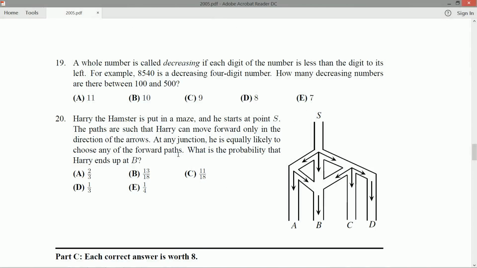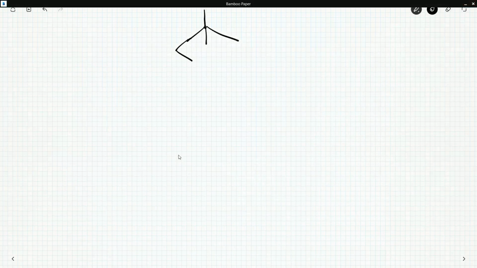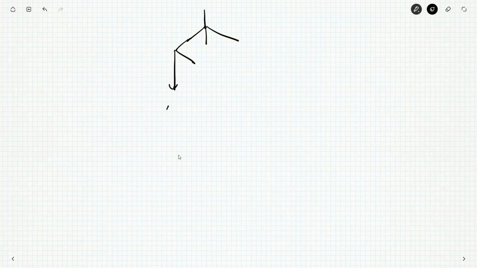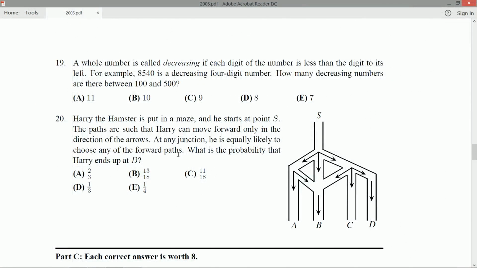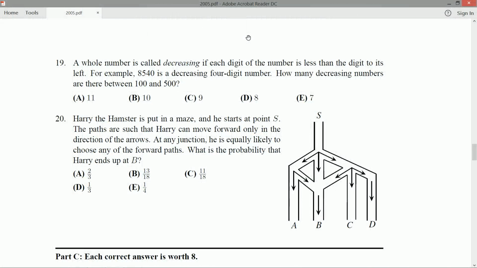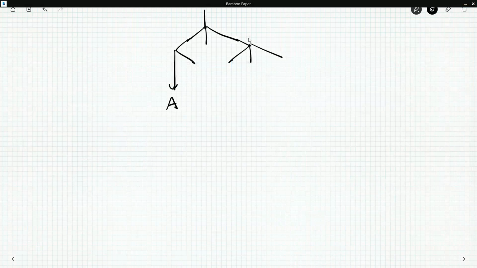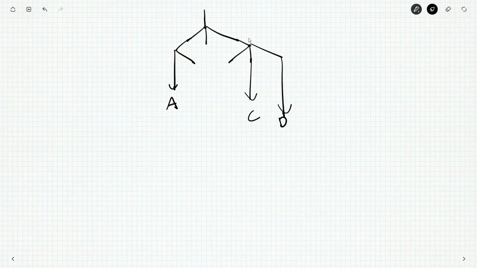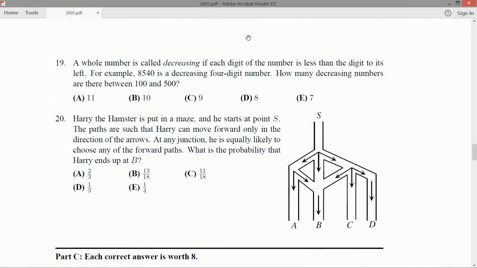Then we've got a split part here, and that leads to A. And we go down here. We split into three again, and then that gives us D, C, and then the big one, B.